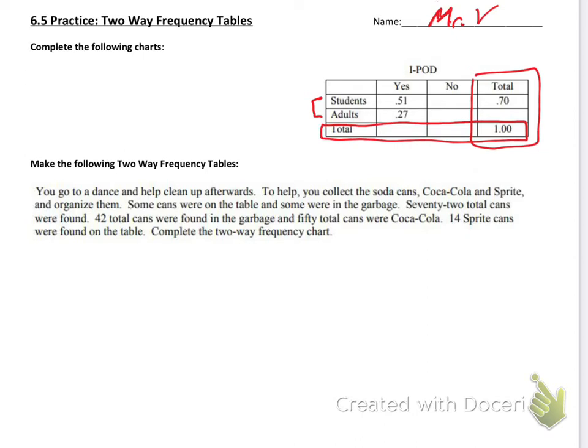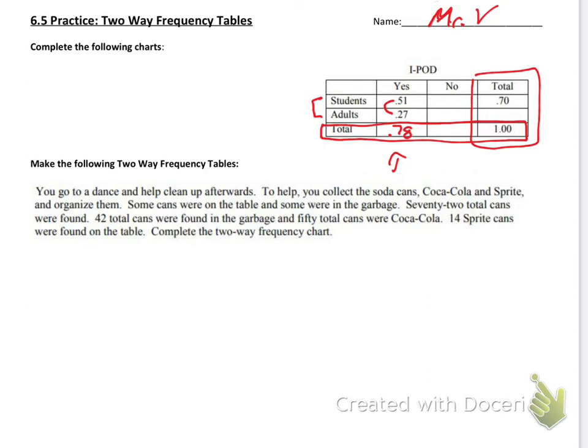Our first clue: what we could do is 0.51 plus 0.27 would give you your total right there. So if I do 0.25, that'd be 0.76, I believe. Oh, sorry, 78. So 0.78.